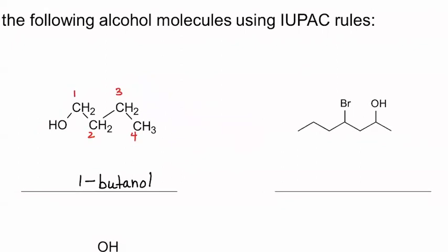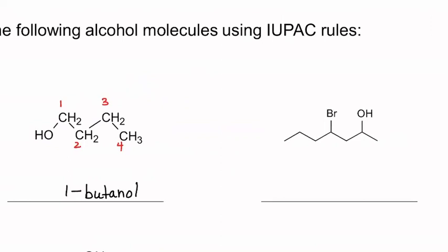Let's do the next one, a skeletal. What would be the name of this alcohol? I agree with the heptanol. One, two, three, four, five, six, seven. So this is 2-heptanol. Great. 4-bromo.